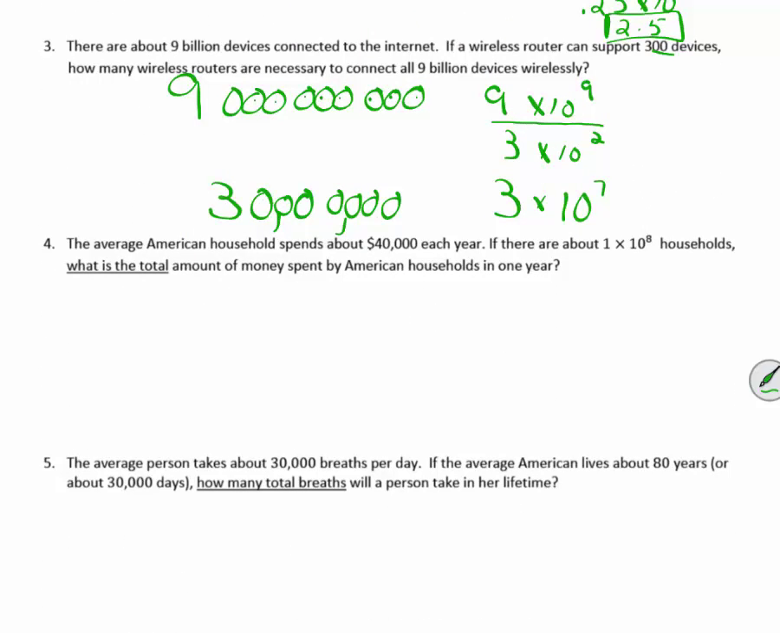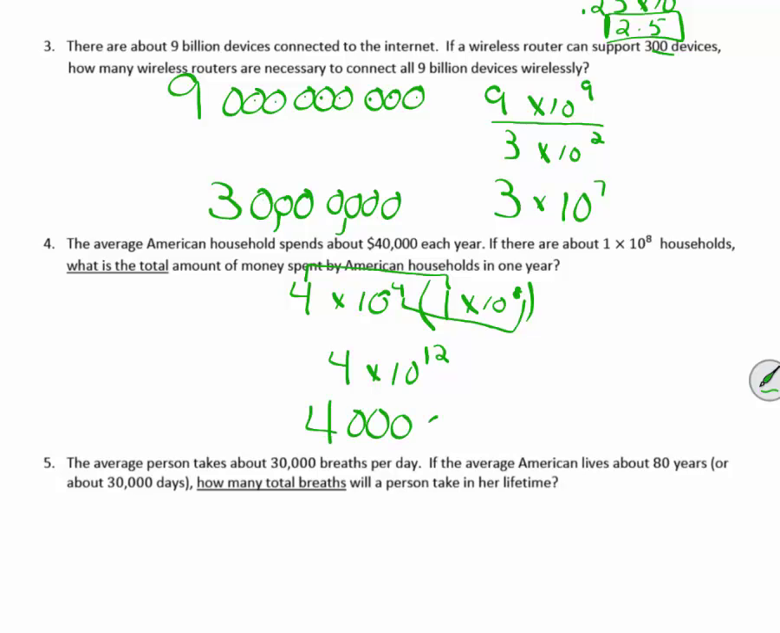The average American household spends about $40,000 each year. If there are about 1 times 10 to the 8 households, what is the total amount of money spent? So this time we're going to be multiplying. I'm going to take my 40,000 and write it as a power of 10: 4 times 10 to the 1, 2, 3, 4. Then we're going to multiply that by 1 times 10 to the 8th. Just like before, we multiply our coefficients, 4 times 1 is 4. We keep our bases and add our exponents: 10 to the 12th. If you want to write that out, it looks like this, 4 with 12 zeros.